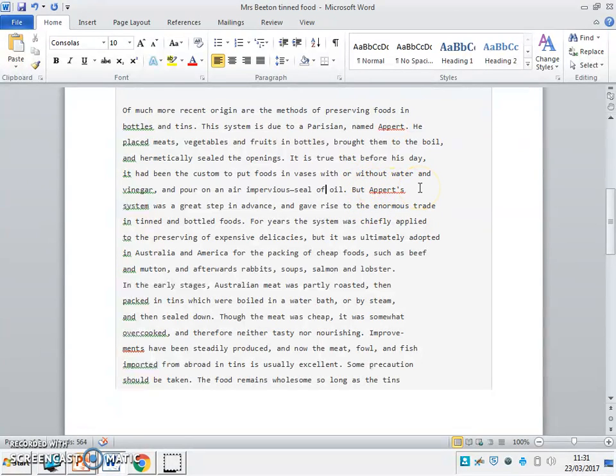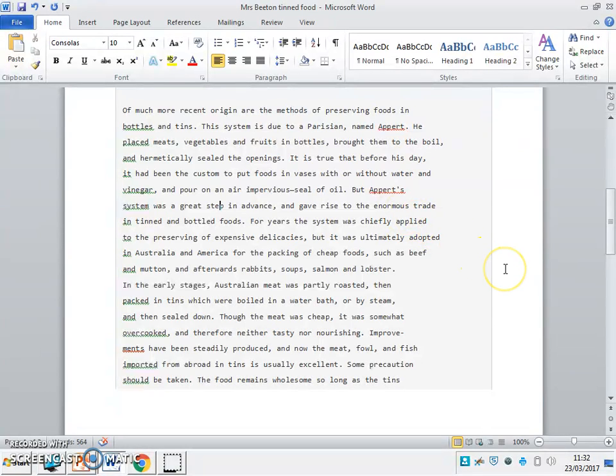What's the problem though? There was no lid on top of the oil. What could you do with it? So this Appert guy, he's fixed it. But Appert's system was a great step in advance and gave rise to the enormous trade in tinned and bottled foods. Okay, enormous trade in tinned and bottled foods. That sounds fairly modern. In fact, quite a lot of this sounds fairly modern. So he's made a great step in advance, so he's made it better, and there's a big trade in tinned and bottled food. Okay? Because it's Victorian, it's a new trade. To us, it's an old trade.